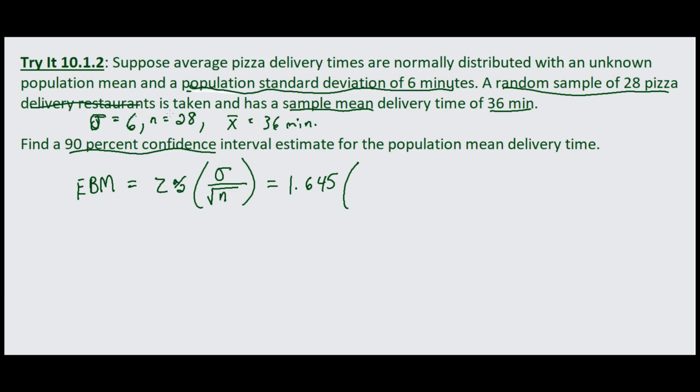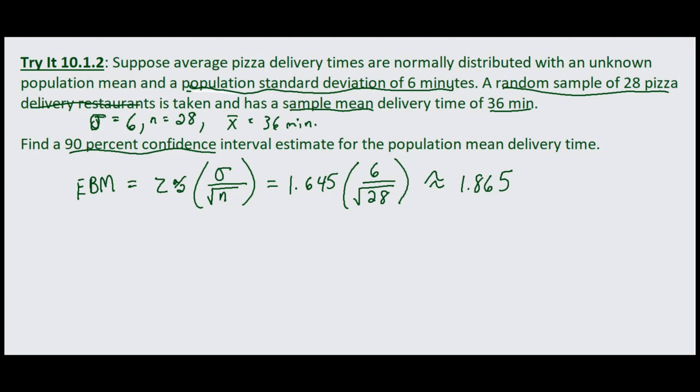We determine from the given information the population standard deviation is 6, and then the sample size is 28. So that is approximately 1.865. And we could have simplified this further, but we're not keeping it exact anyway. So you can go ahead and put that in your calculator, get the answer of 1.865 for the error bound.